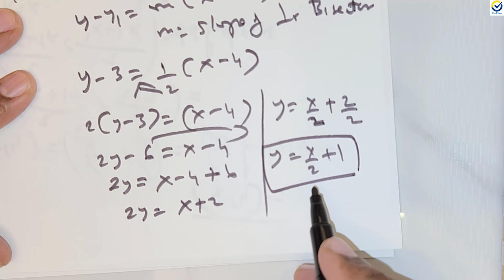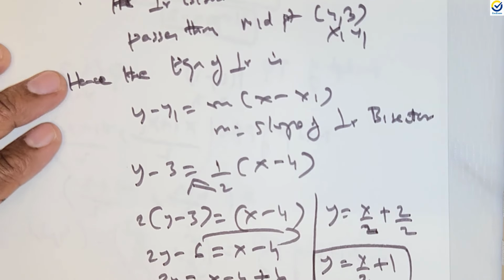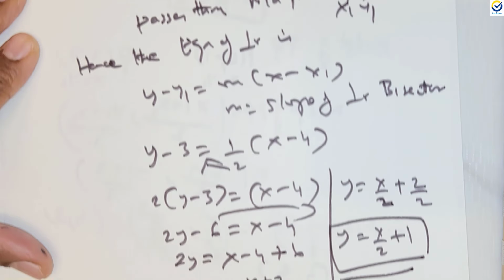So this is the equation of the perpendicular bisector. So that is the conclusion for this question. We move on to the next one.